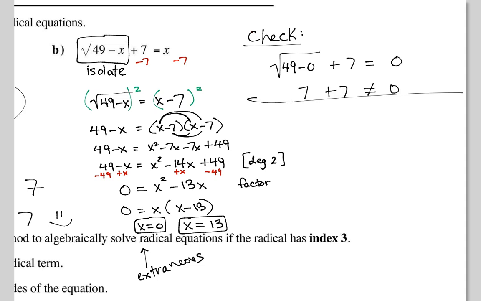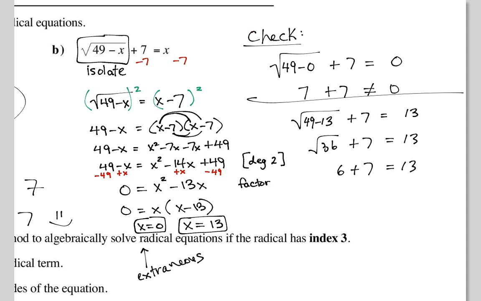Okay. Let's try 13. 49 take away 13 plus 7 is apparently 13. What's 49 take away 13? Oh my gosh. 36. Beautiful. Square root of 36? 6 plus 7? Oh. So this one's a happy face, okay? X equals 13.